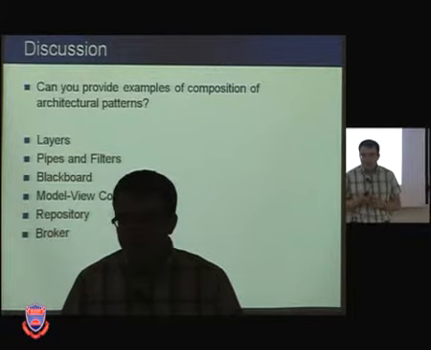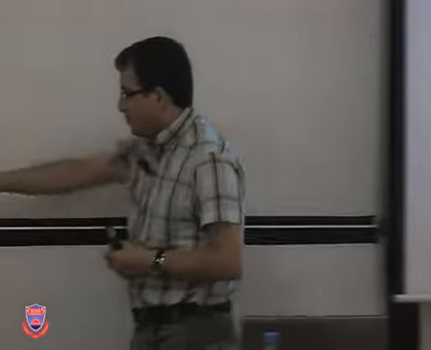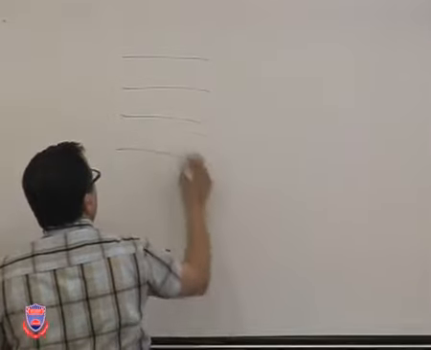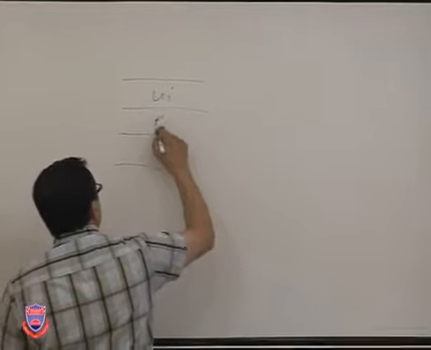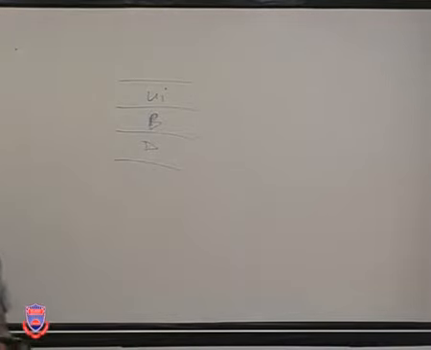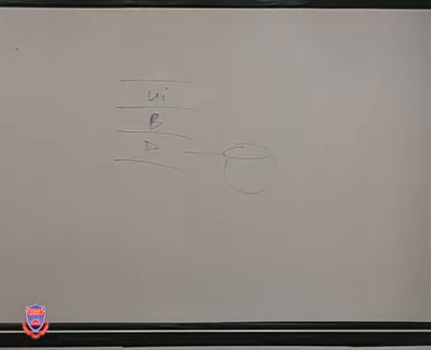Where's IDs? We have a pen here. UI presentation or business logic. Okay, and then data. Where's the repository? Like here, right? Just one simple example. Layers pattern. At the resource layer, we put the repository pattern.